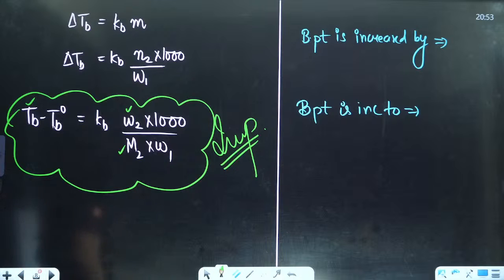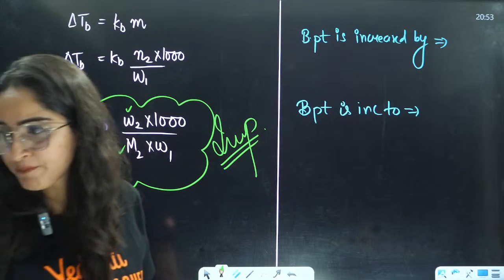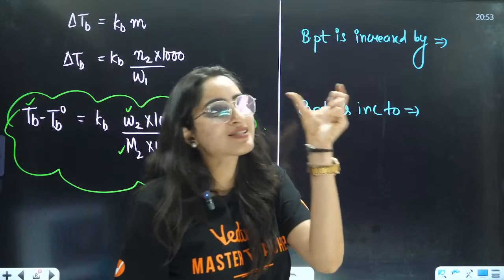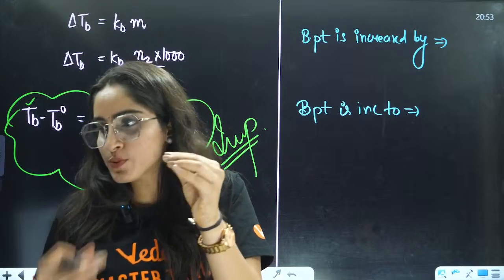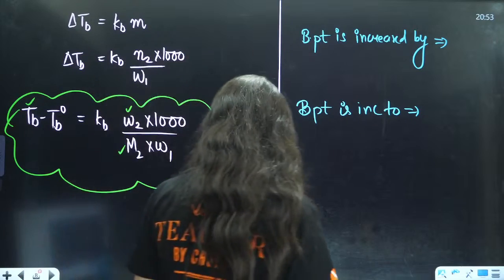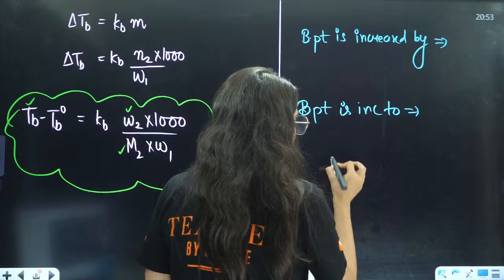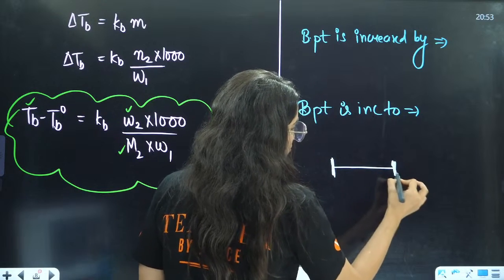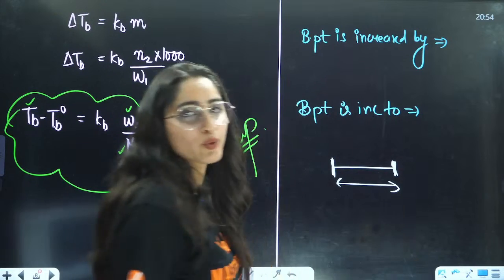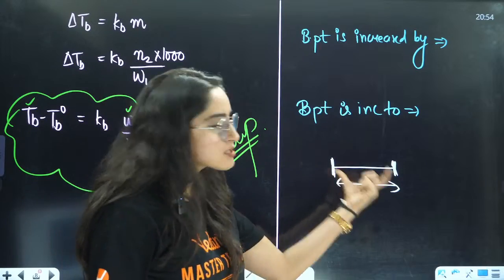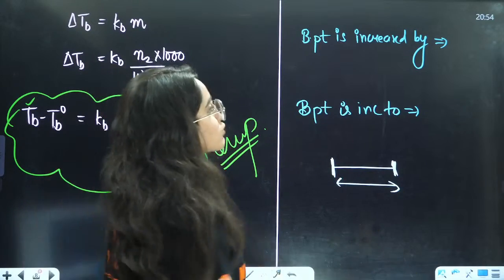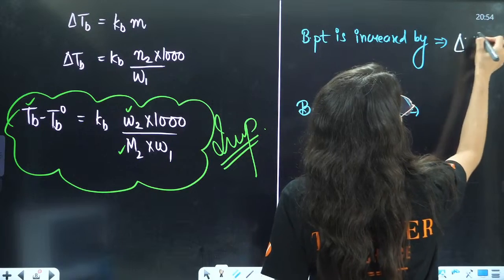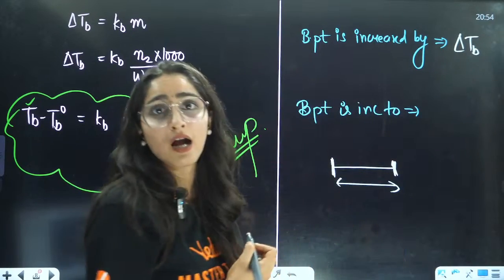If we say boiling point is increased by, that means to this extent the boiling point has been increased. That means earlier you were at this position, but you are now at this position. This is the difference that you have, right? It is increased by this much amount. So that is your delta TB. That means here they are asking you delta TB.